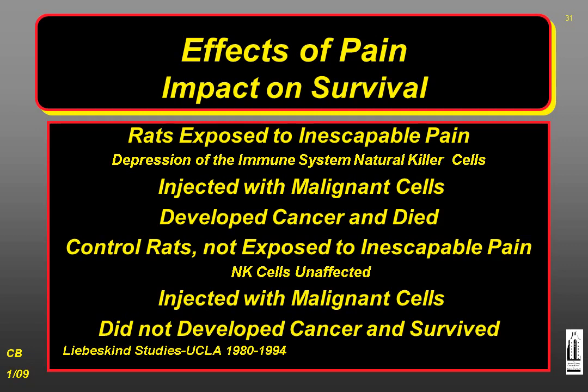He found that these rats developed a significant depression of their natural killer cells. When these rats were injected with a certain number and certain type of cancer cells, most of the rats developed cancer and died. The control animals, the rats not exposed to inescapable pain, had natural killer cells that were unaltered, and when they were injected with the same type and same number of cancer cells, they did not develop cancer. It is clear from these animal studies that severe pain can be a great stressor. And we do know that stress decreases the immune system, and this decrease in the immune system can predispose individuals to different types of illnesses and diseases.